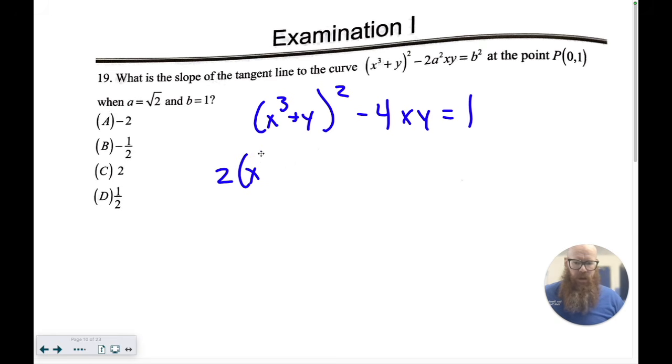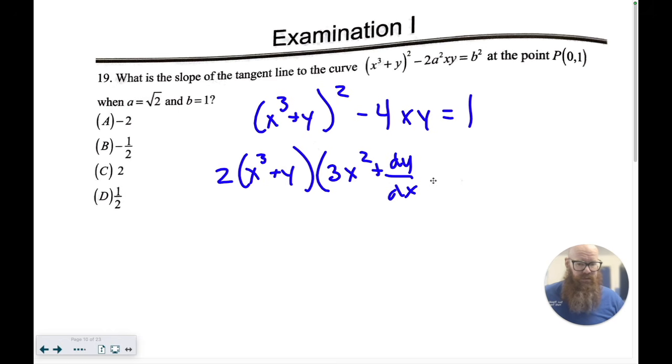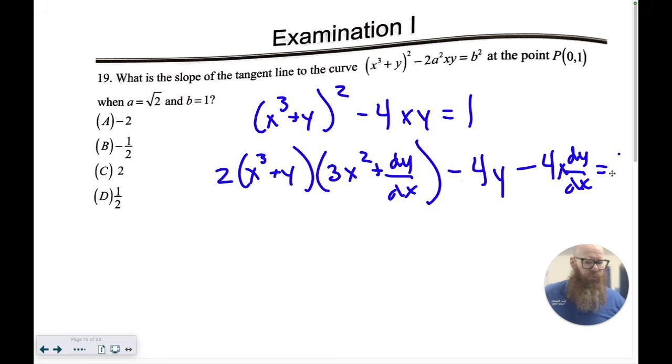So I got 2 times x cubed plus y to the first times the derivative of x cubed plus y, which is 3x squared plus dy dx, and then minus the product rule. So 4 times the derivative of x, which is 1, times y, minus, distributing the negative in your product rule, minus 4x dy dx equals 0. And then what we're going to do is plug in the point now. All right, don't waste your time rearranging, plug in the point now. So if x becomes 0, then this is 0, this is 1, so that's 2. And then this becomes 0, so that's dy dx.